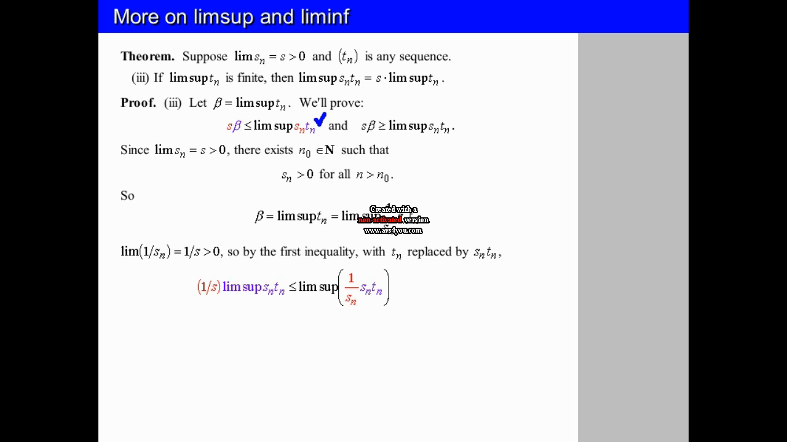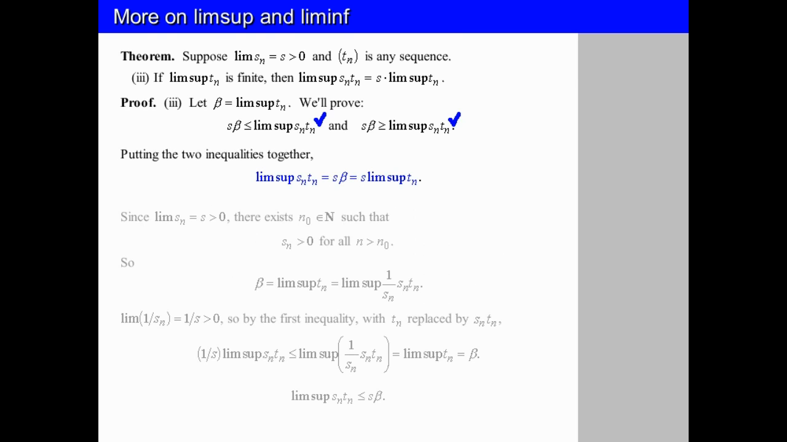So, by the first inequality proven above with Tn replaced by Sn times Tn, we get that 1 over S times lim sup of Sn Tn must be less than or equal to lim sup of 1 over Sn times Tn, and that's just beta. Moving the S to the other side gives lim sup of Sn times Tn is less than or equal to S times beta. That's the second of the two inequalities we wanted. Putting these inequalities together finishes the proof.